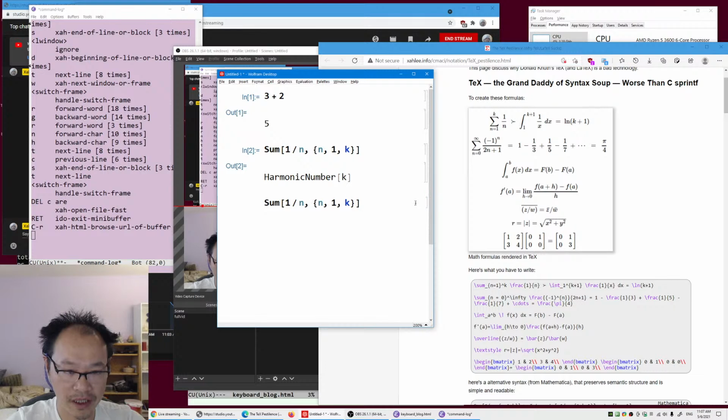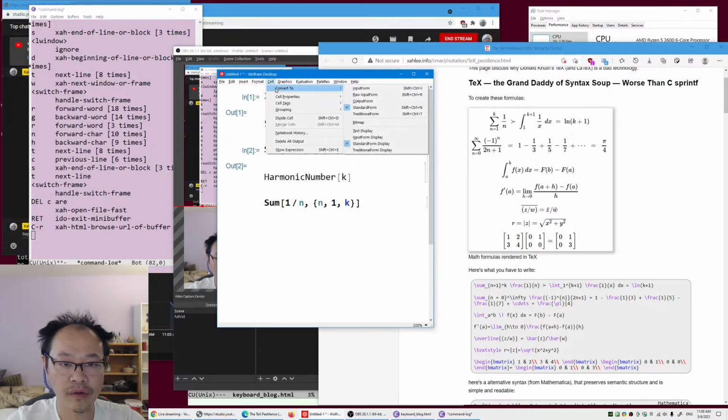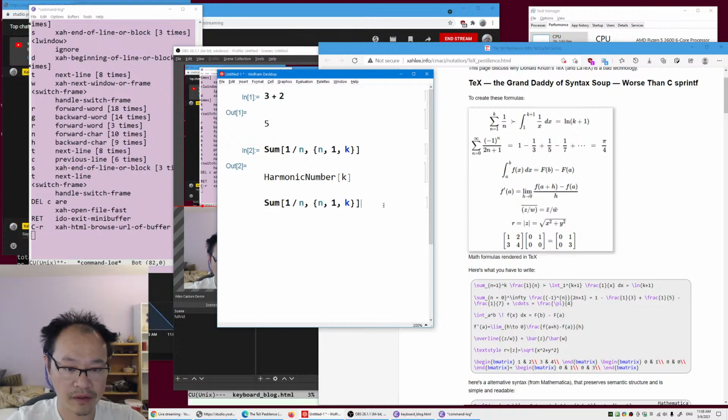Actually, you don't have to select it. You press Control Shift N, I believe. So you go to the cell menu, and convert to Shift Control N, standard form. So let me show you Shift Control N. You see? So you just type that and you press Shift Control N, you get that.